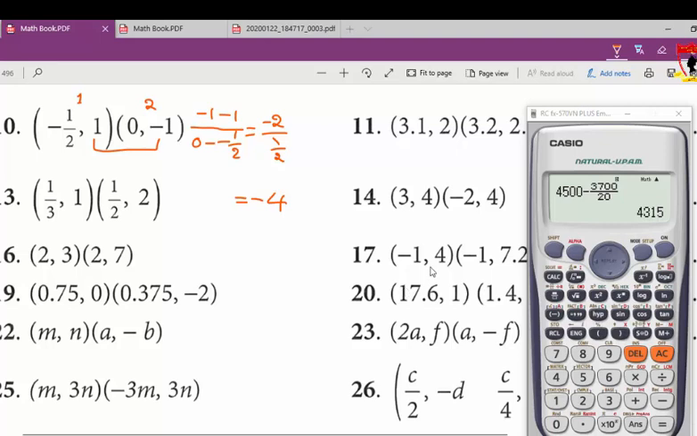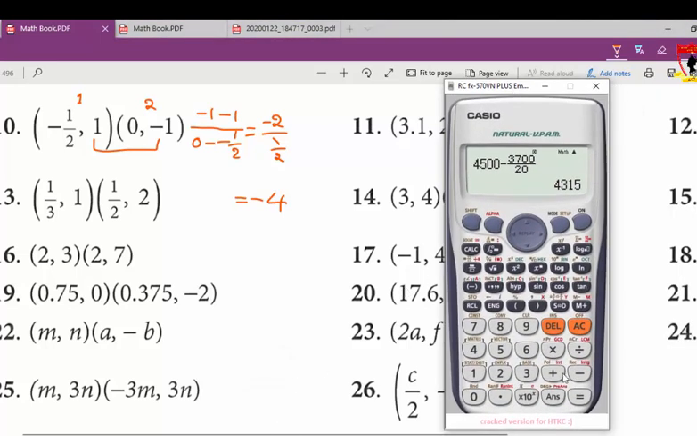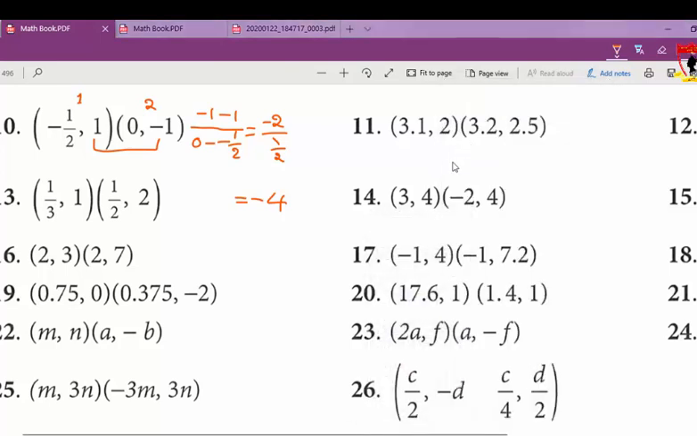To check this answer, we need to divide negative 2 by 0.5, or 1 over 2. It's equal to negative 4.